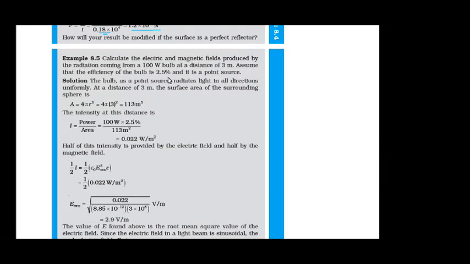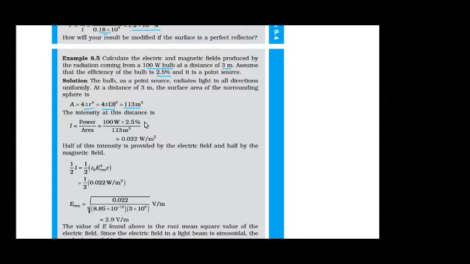Calculate the electromagnetic field produced by the radiation coming from a 100 watt bulb at a distance of 3 meter. Assume that efficiency of the bulb is 2.5%. It is a point source. The bulb as a point source radiates light in all directions uniformly. At a distance of 3 meter, the surface area of the surrounding sphere is A is equal to 4 pi r square, that is 4 pi 3 square, that is 113 meter square.